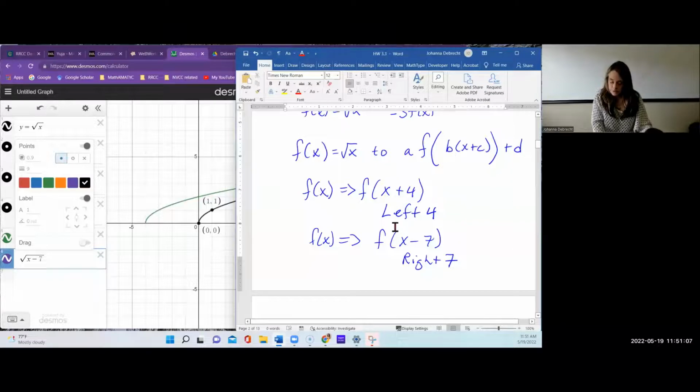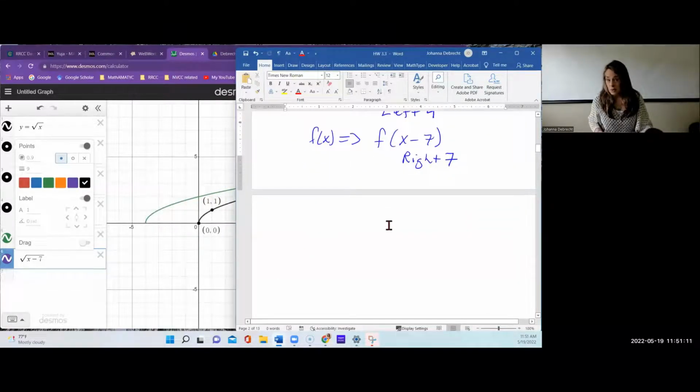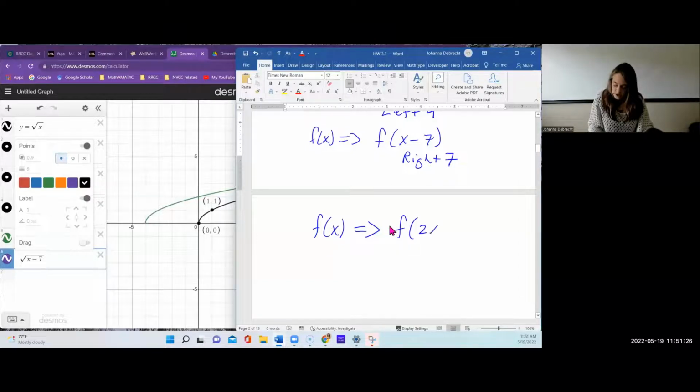The b is the more difficult part, and we'll start with a simple one. Well, simple for this type, which is not simple at all. And then we'll move to something more complicated. We're going to transform our function square root of x, and we're going to rewrite it as square root of 2x. Now, again, notice that the 2 is inside the notation. That means it affects x and not y.